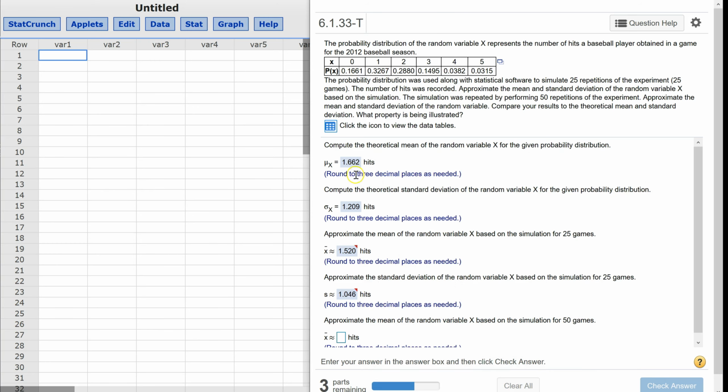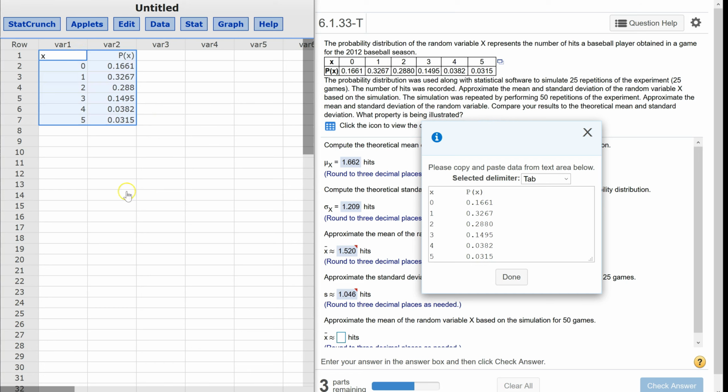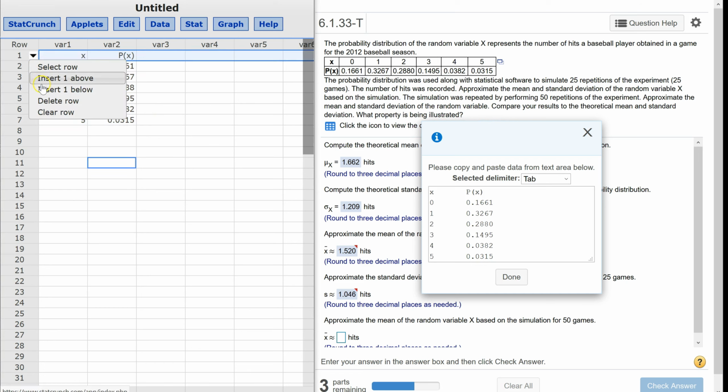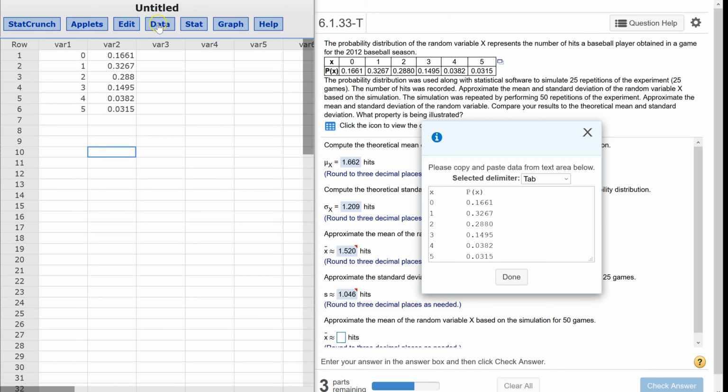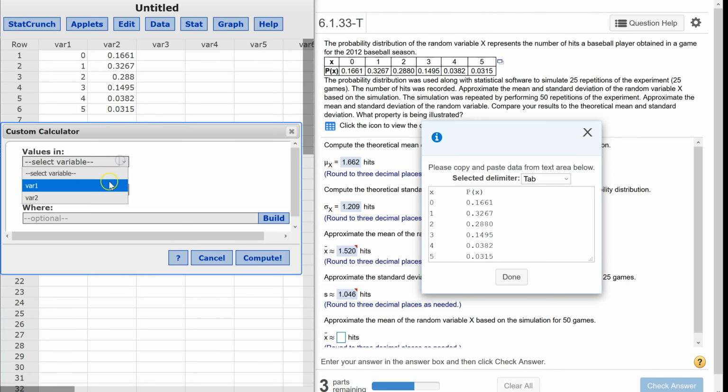To obtain the answers for the mean and standard deviation for the theoretical, I'm going to load my data into StatCrunch. Now that my data is in StatCrunch, I'm going to remove the first row. I'll go to Statistics, Calculator, Custom. My first column is my first variable, and my weights are in the second column.